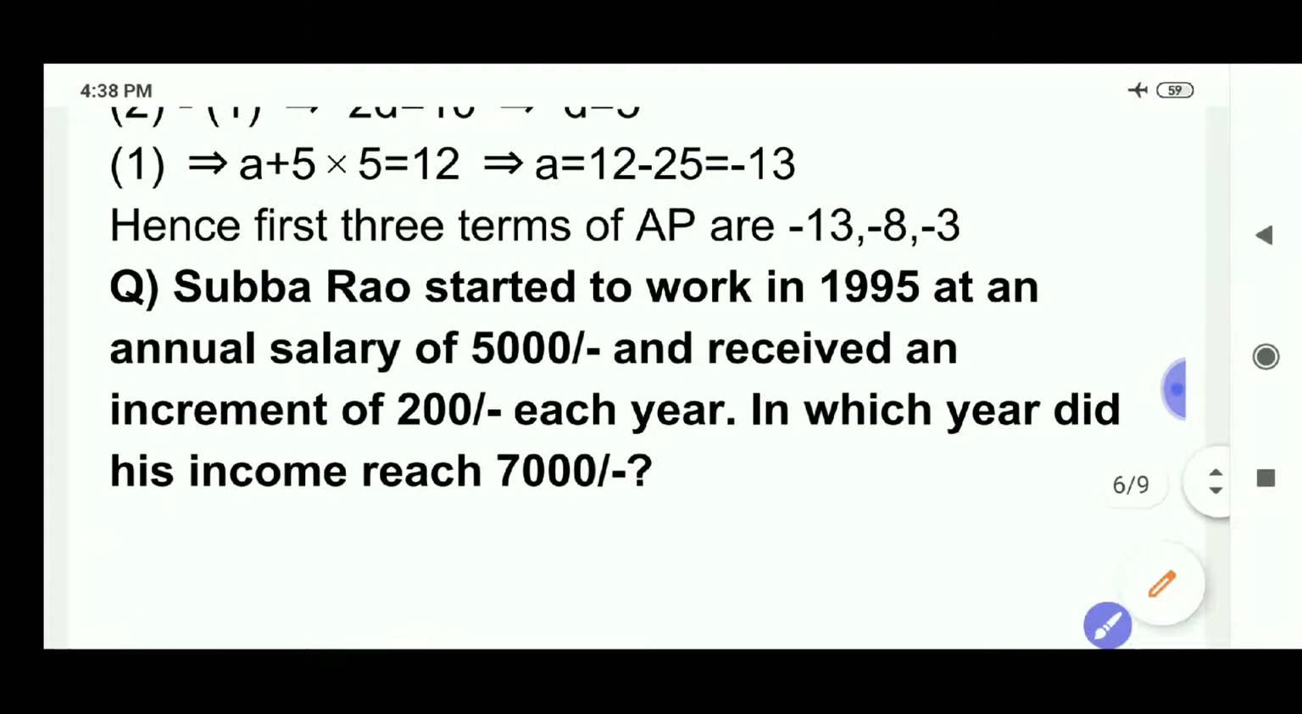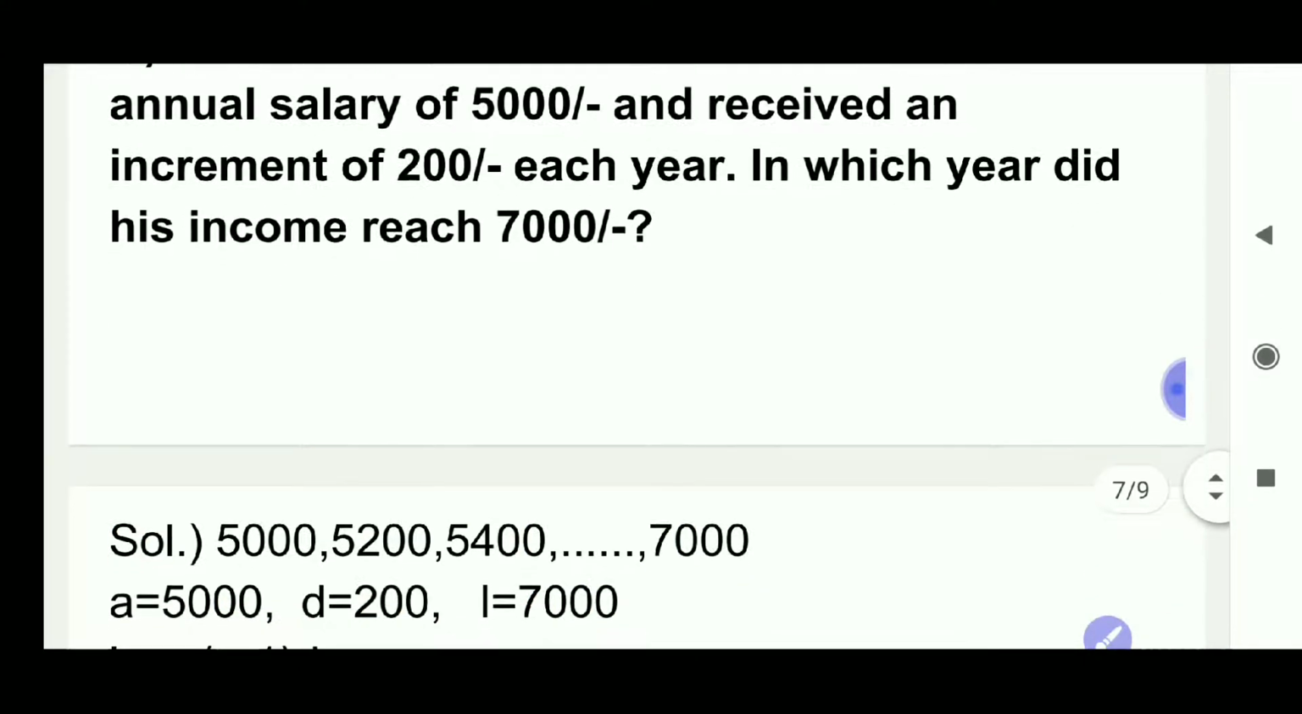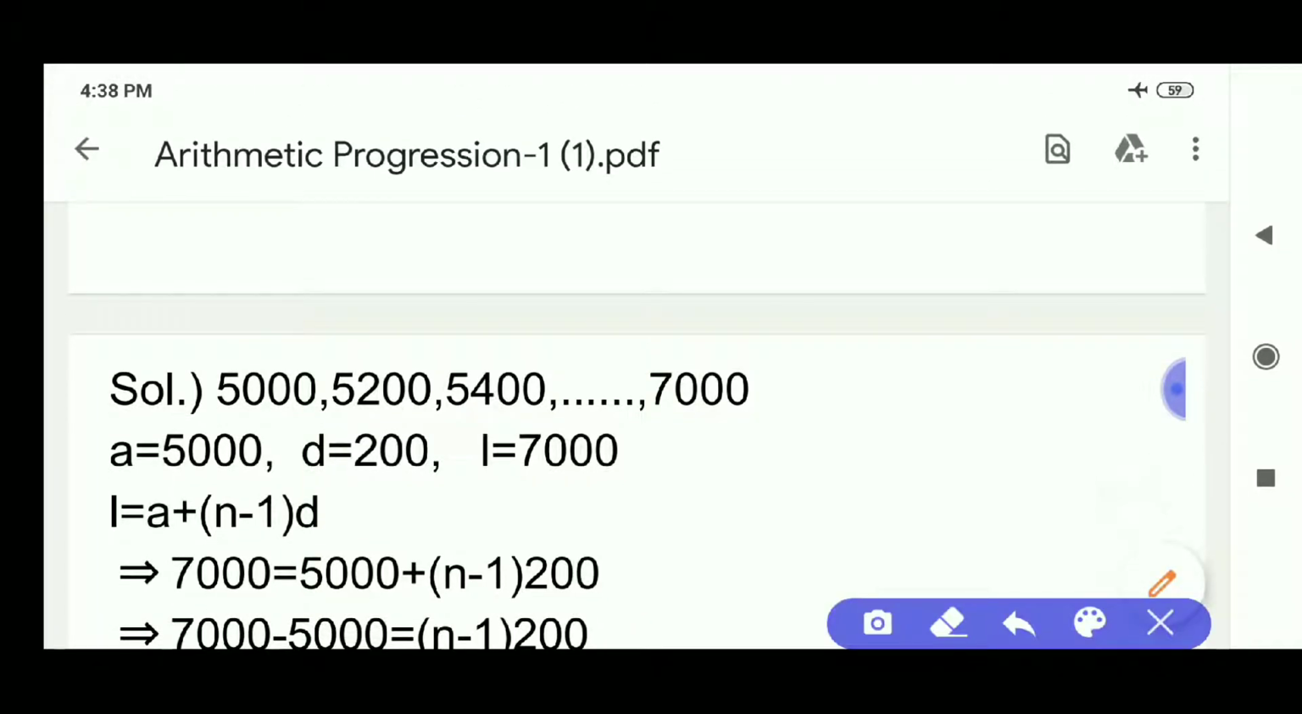The final question. Subbarao started his work in 1995 at an annual salary of 5,000 rupees and received an increment of 200 rupees each year. In which year did his income reach 7,000 rupees? Observe, salary in the first year is 5,000, second year a 200 increment, so 5,200, next year again a 200 increment, so it is 5,400, and so on and so on.